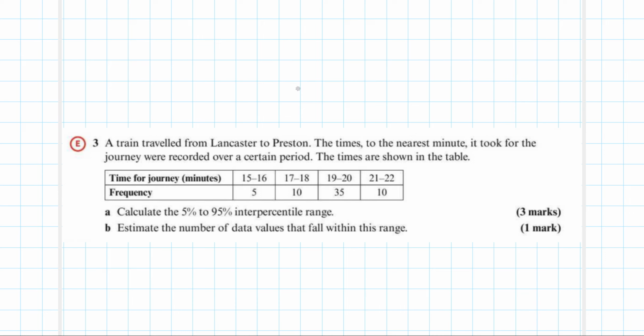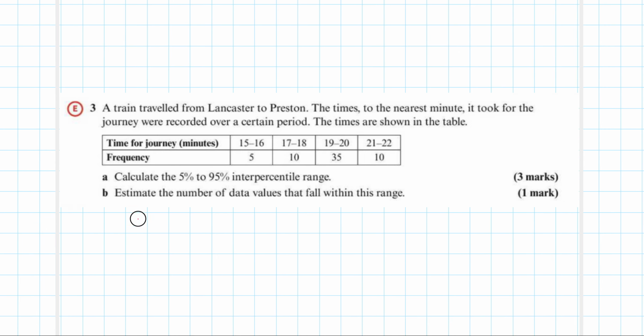Okay, let's have a look at question 3, a very similar type of question. A train travelled from Lancaster to Preston. The times to the nearest minute it took for the journey were recorded over a certain period. The times are shown in the table. Calculate the 5% to 95% interpercentile range.